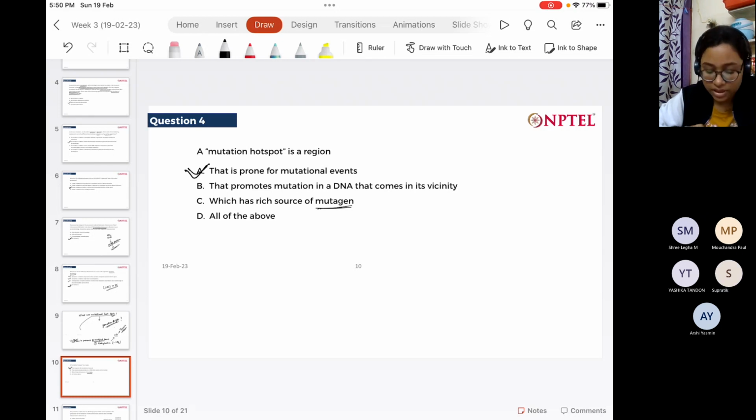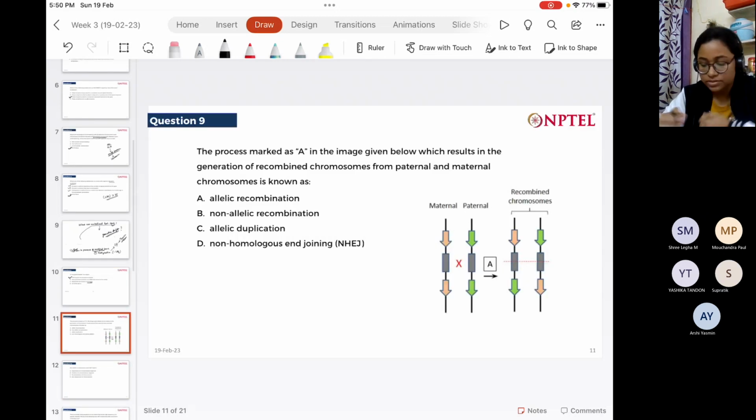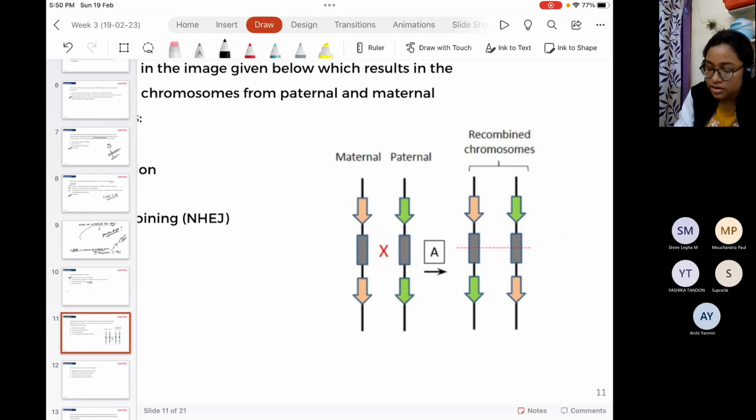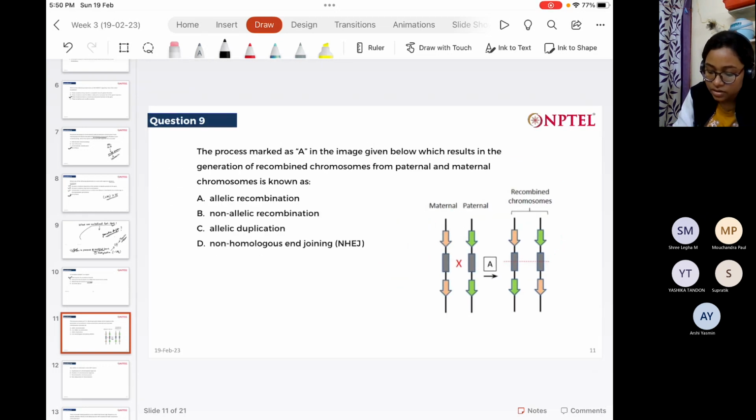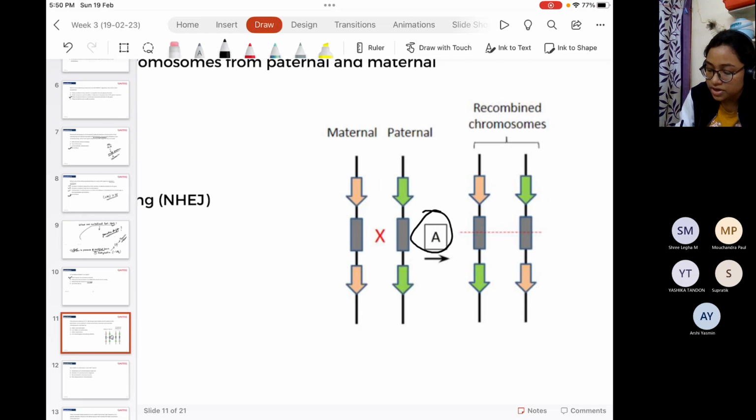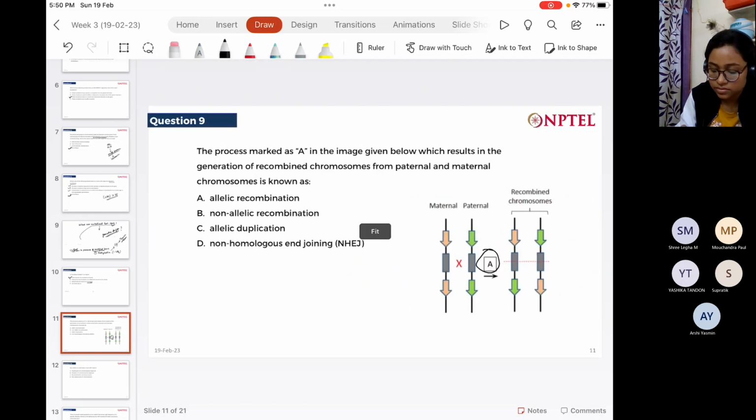Okay, thank you. Now this is another question. The process marked as A in the image given below results in generation of recombined chromosomes. These are your parental chromosomes, maternal and paternal, and you have to identify what this process A is from the options given. What process leads to formation of recombined chromosomes like this? Can any one of you think and give a possible answer?